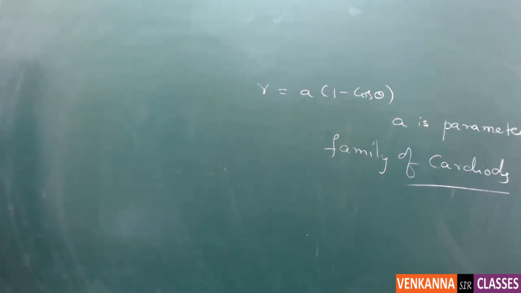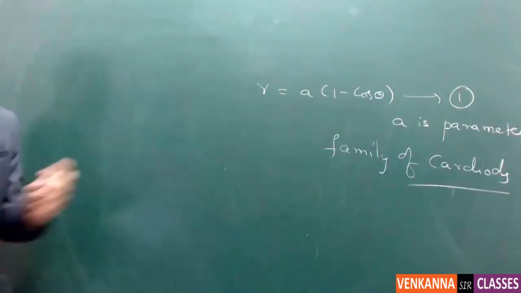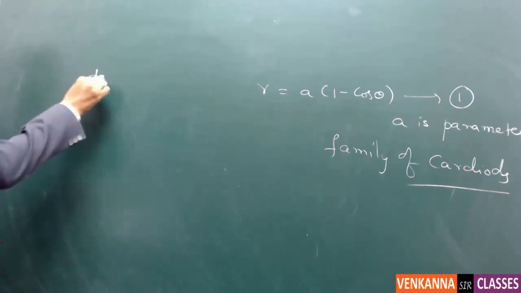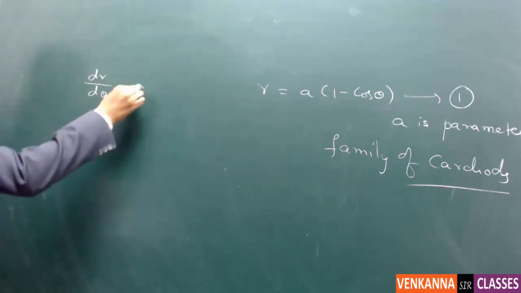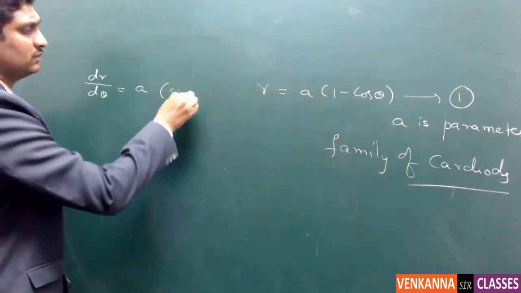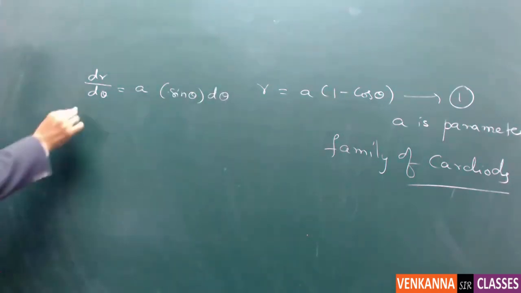So let us do the problem. So take it as the given equation. So differentiate with respect to theta on both sides. So we have dr by d theta is equal to a into sin theta d theta.